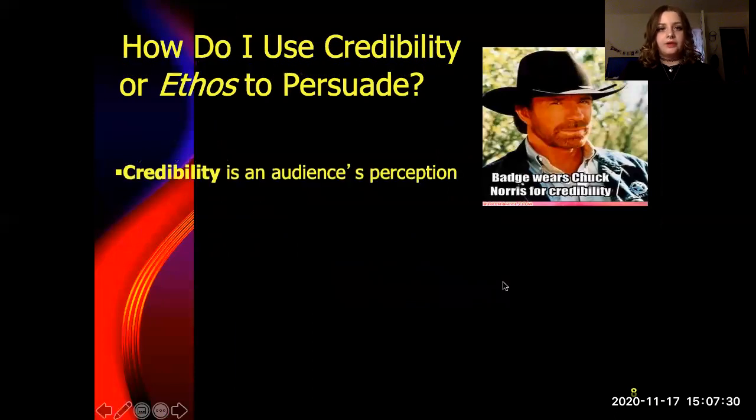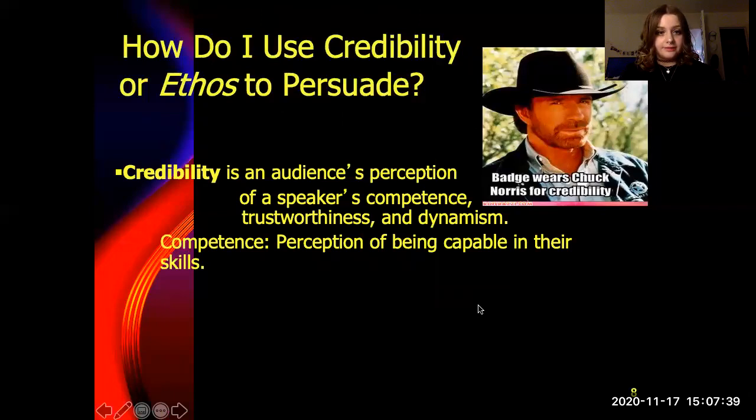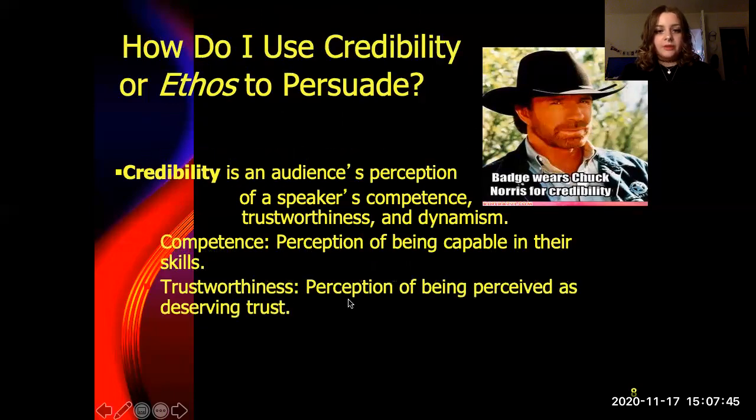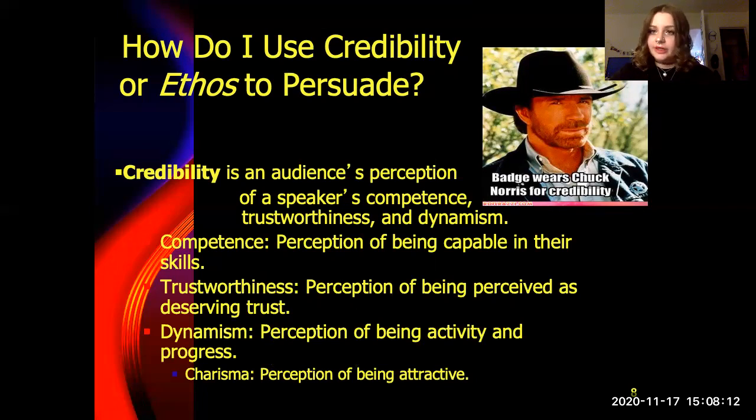And so starting off, how do you use ethos? So credibility is an audience's perception of a speaker's competence, trustworthiness, and dynamism. So competence is the perception of being capable in their skills. Trustworthiness is the perception of deserving trust. I hope you guys know what trustworthiness means. And then dynamism is the perception of being vigorously involved and progressing and continuously adapting. So being able to complete the task at hand. And then charisma is the perception of being attractive.